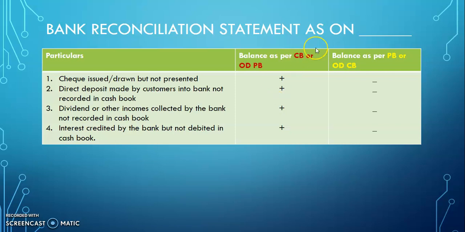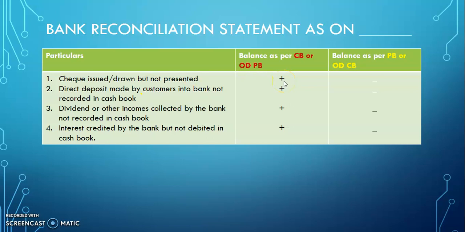Here I will explain some of the items which come under the transactions. We can take the balance as per passbook, and then balance as per overdrawn cash book. Here we can take balance as per cash book or overdrawn passbook. So the first item, check issued or drawn but not presented at that time.